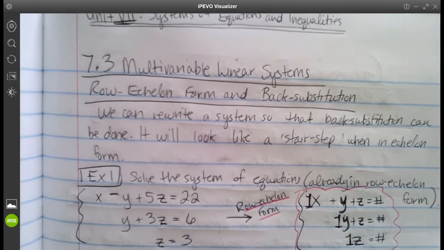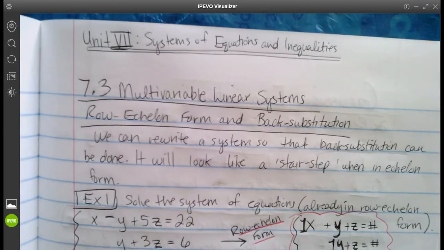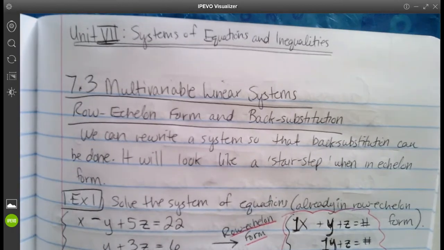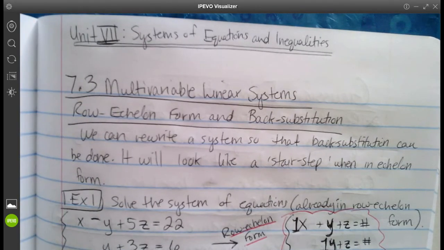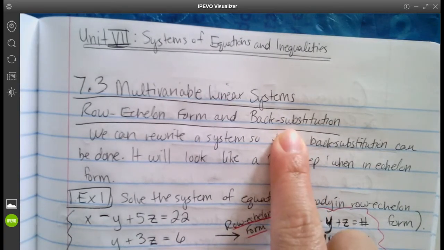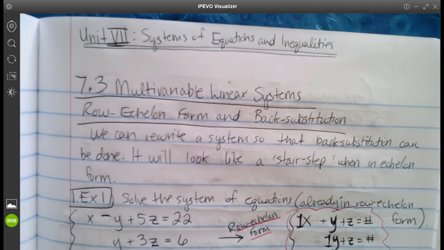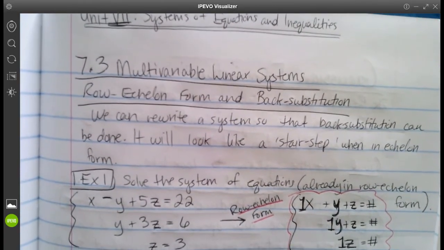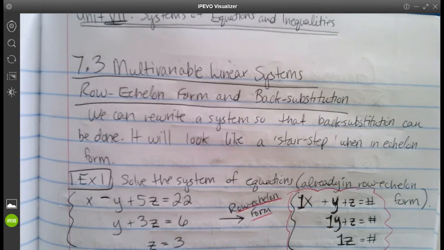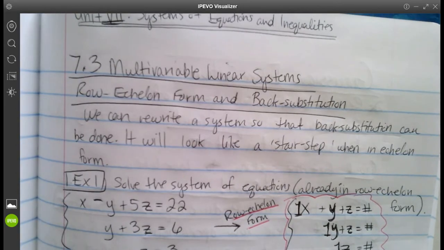In this video, we're going to cover section 7.3, Multivariable Linear Systems. This is still part of Unit 7, Systems of Equations and Inequalities. Here we're going to talk about something you probably have not seen yet. It's called row echelon form, and we're still going to have that back substitution that we saw in the previous units. Basically, we can rewrite a system, so we write an equivalent system so that the back substitution is possible.